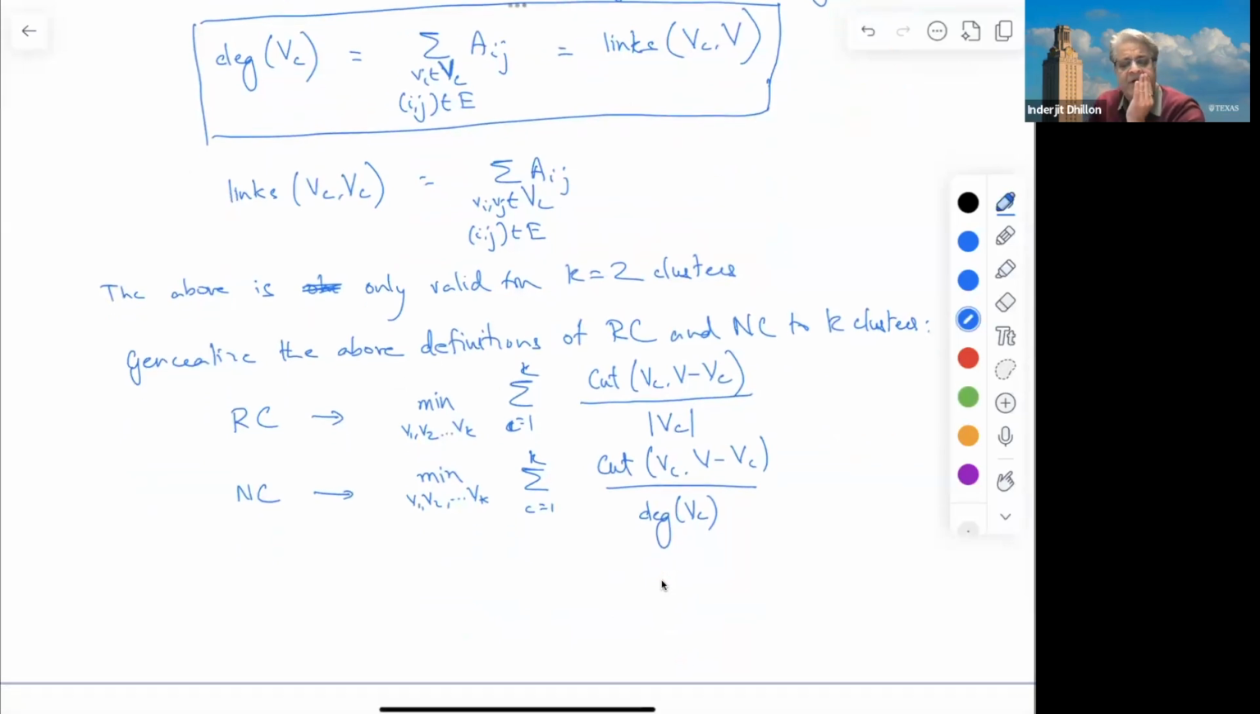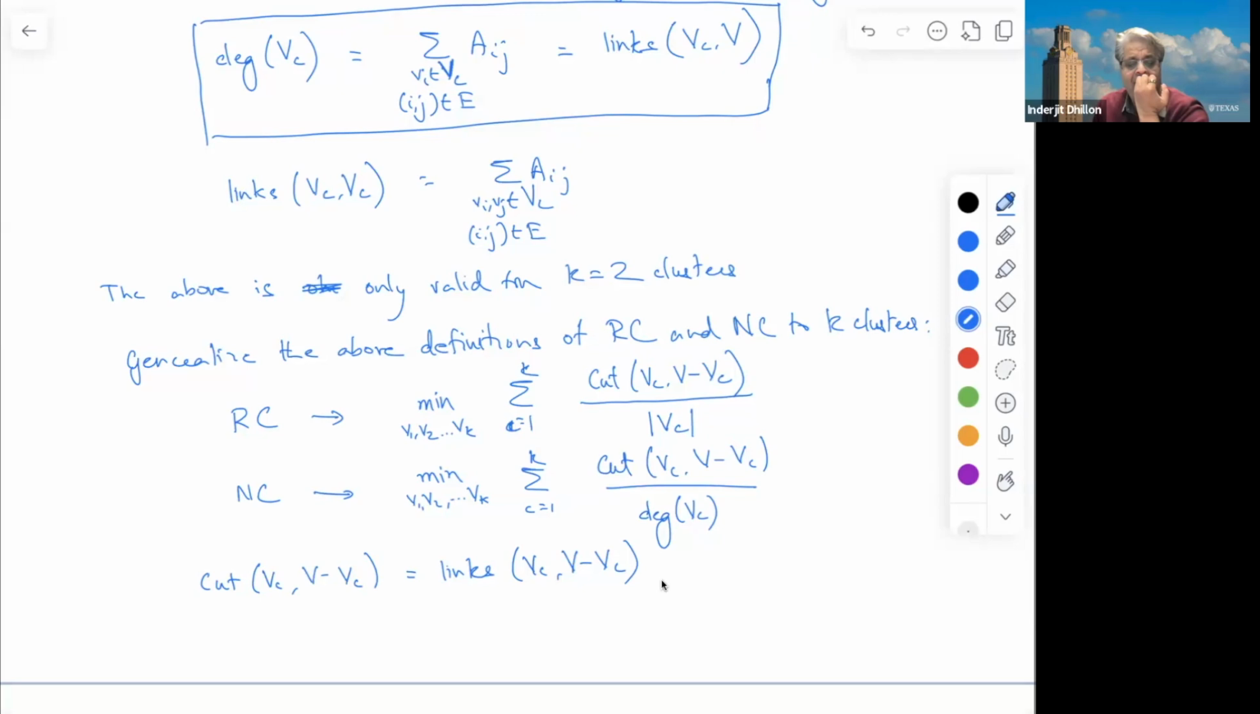Okay. So let's look at this in a little bit more detail. When I say cut of Vc, V minus Vc, I actually mean that this is equal to the links of Vc to V minus Vc.